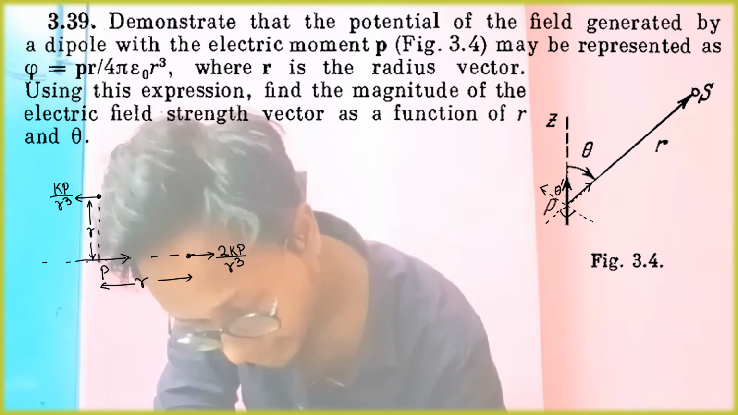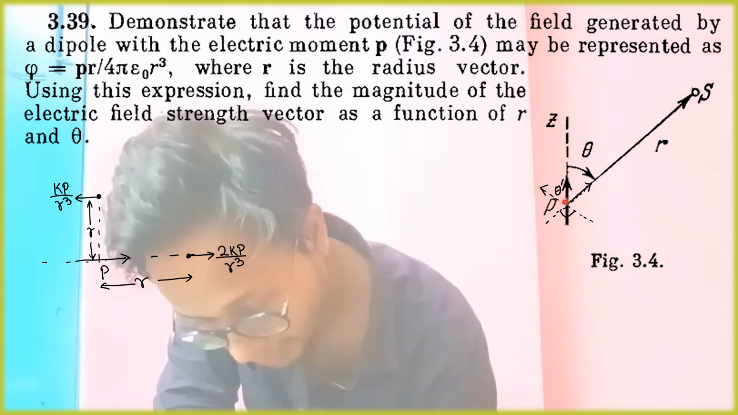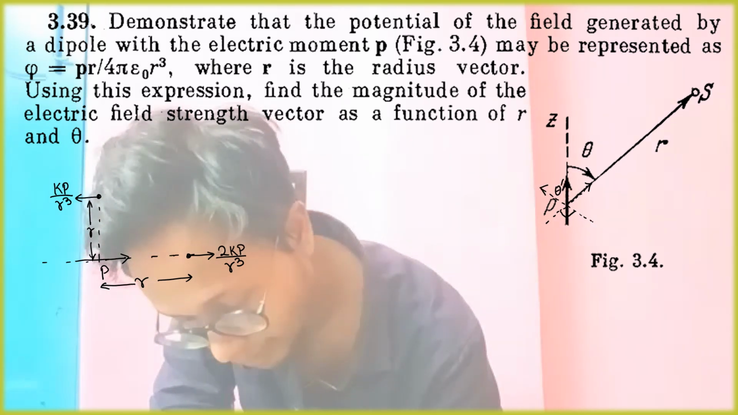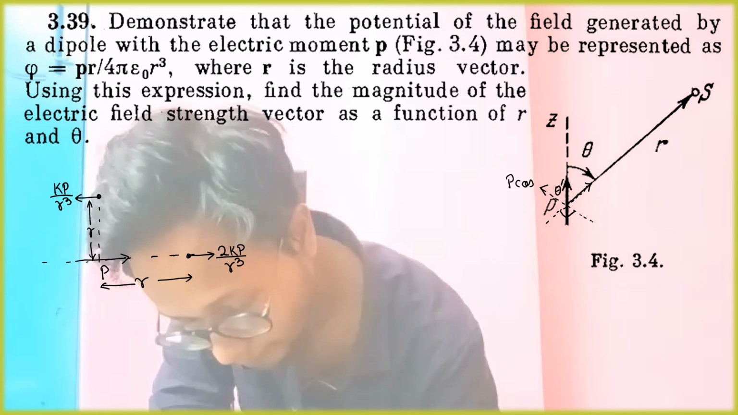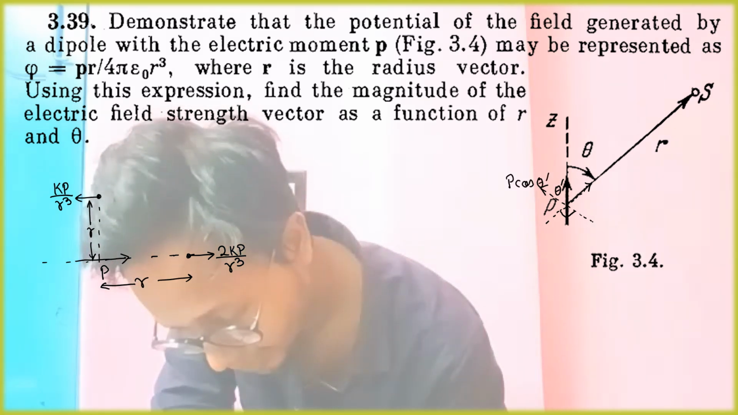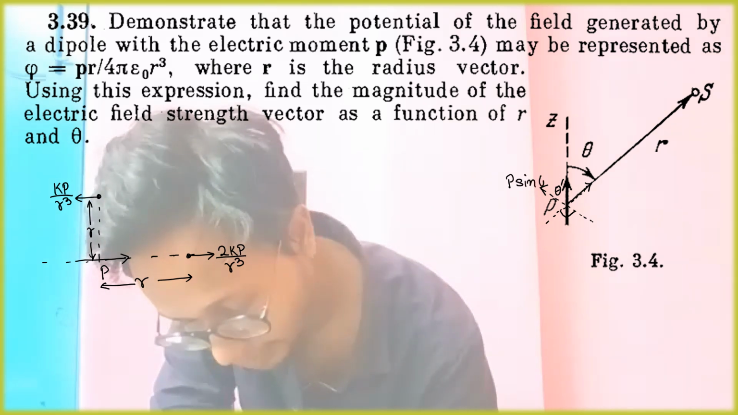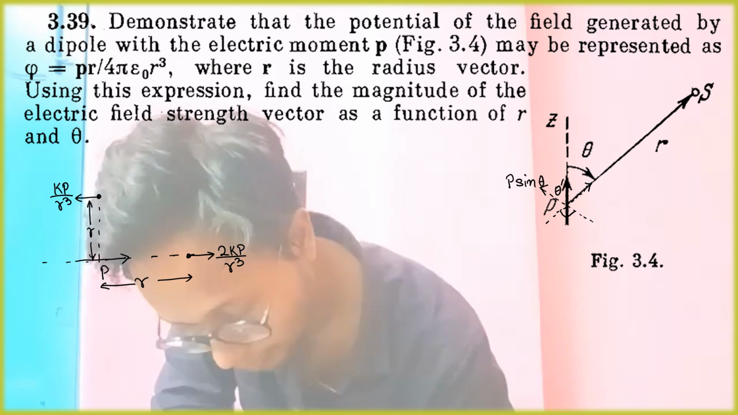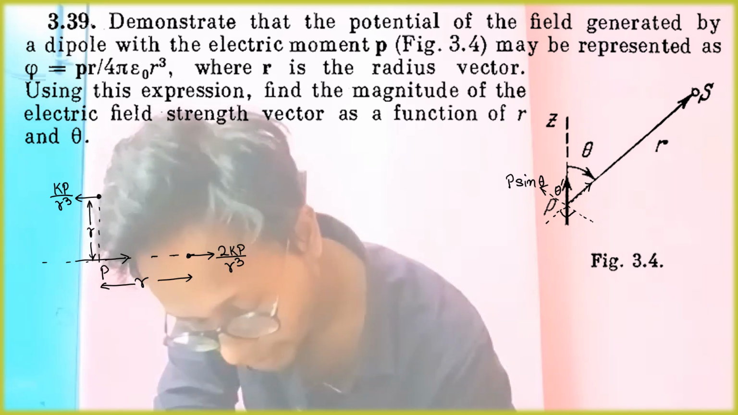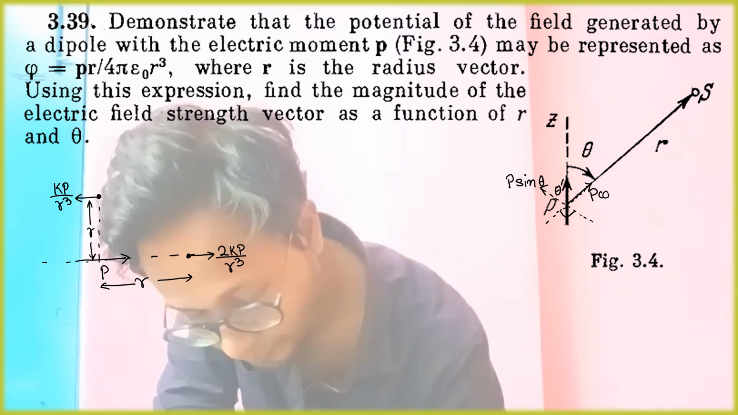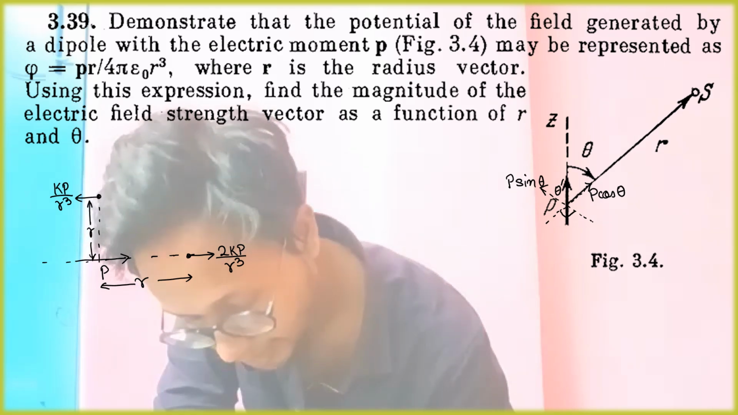I'm computing this dipole P along this line. So the component of the dipole along this line would be P cos theta dash, or P cos(90 minus theta), which equals P sin theta. Similarly, the component of this dipole along the axial line would be nothing but P cos theta, because this angle is theta.